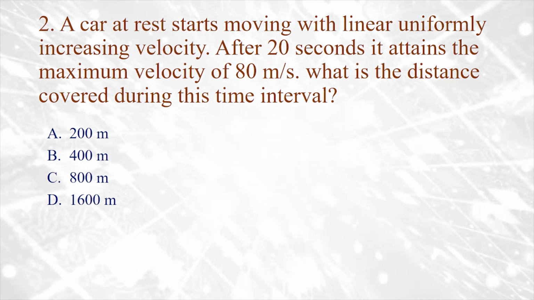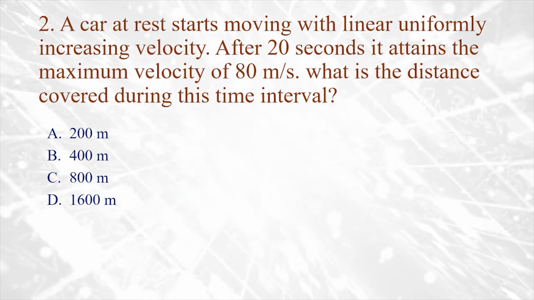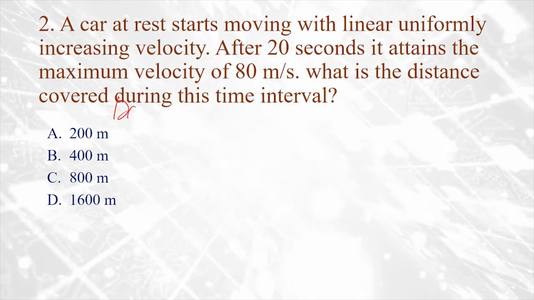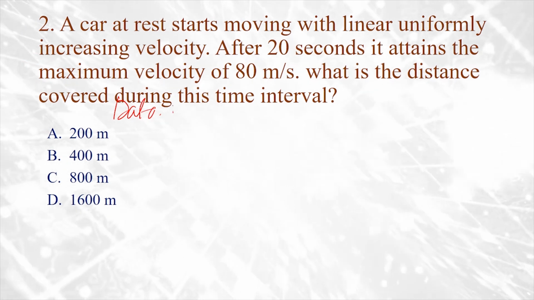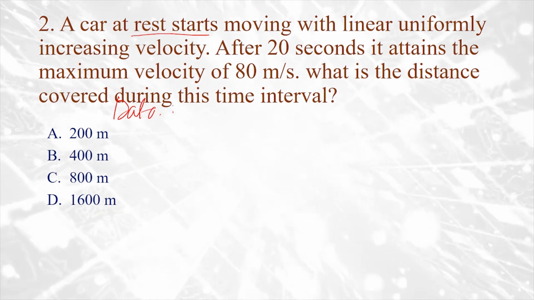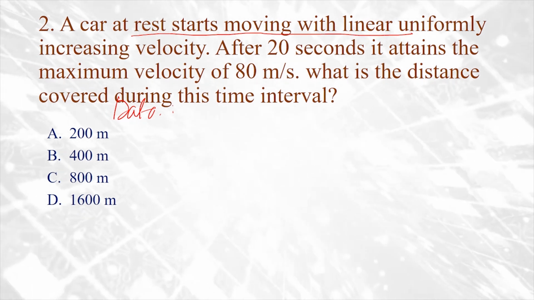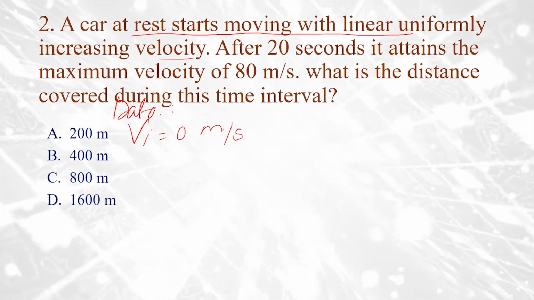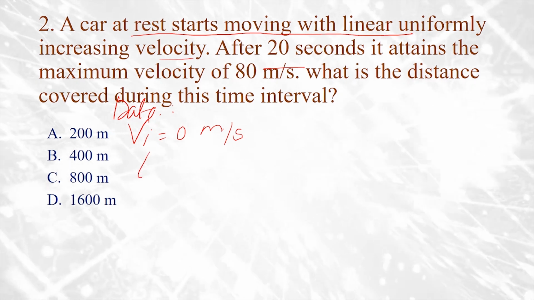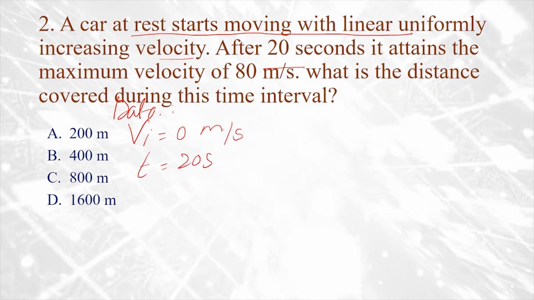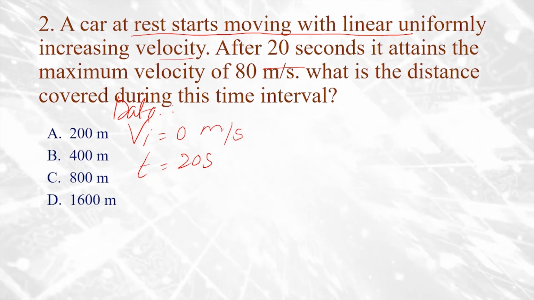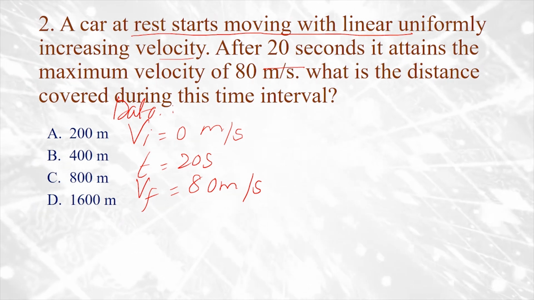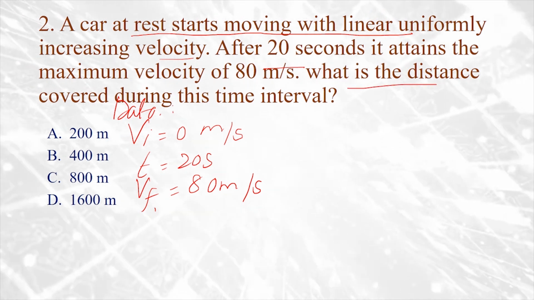Okay, so this is the second MCQ: a car starts. This MCQ is a short numerical, so we are going to make data along with it. A car at rest starts moving with uniform linear increasing velocity. So the initial velocity is 0 because the car is at rest. After 20 seconds, so the time is 20 seconds, it attains the maximum velocity of 80 meters per second. So the final velocity is given as 80 meters per second. What is the distance covered during this time? You have to find the distance.